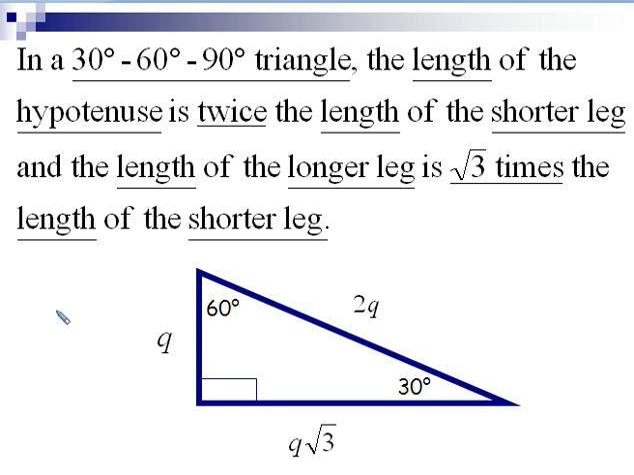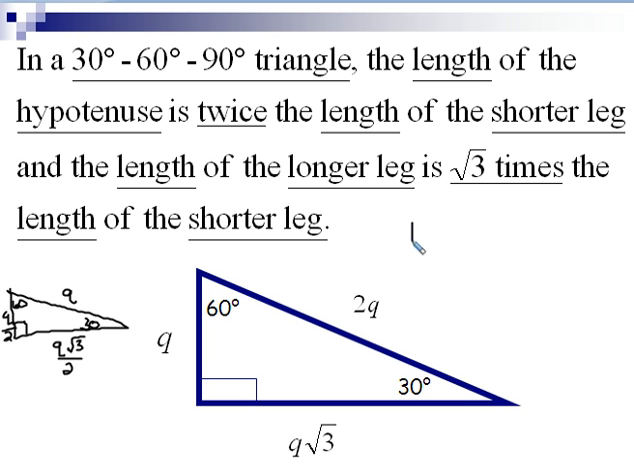Now, I'm going to draw two other scenarios of the 30-60-90 triangle. Okay, this time I'm going to call the hypotenuse Q. Okay, and then in that case I'm going to call the short leg Q over 2. And then that affects the long leg. It's still Q square root of 3, but is just divided by 2.